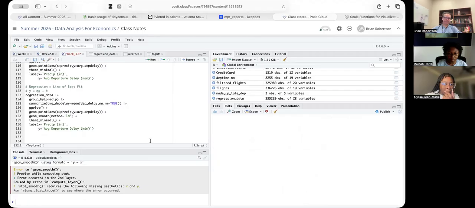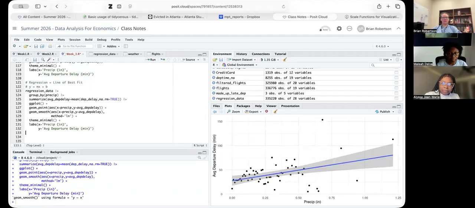I get an error. What happened? geom_smooth: problem while computing stat. The error occurs in the second layer, requires the following missing aesthetics. I don't have an aesthetic. Okay, let's do aes, x equals precip, y equals average departure delay. See what that does. There we go.